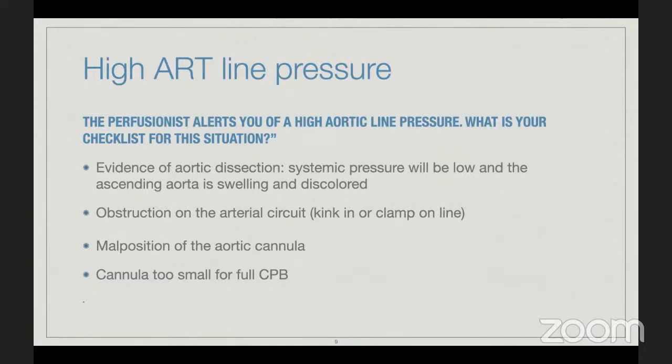Okay. So now your cannulation is completed. The perfusionist alerts you that there is a high aortic line pressure. What is your checklist in this situation?